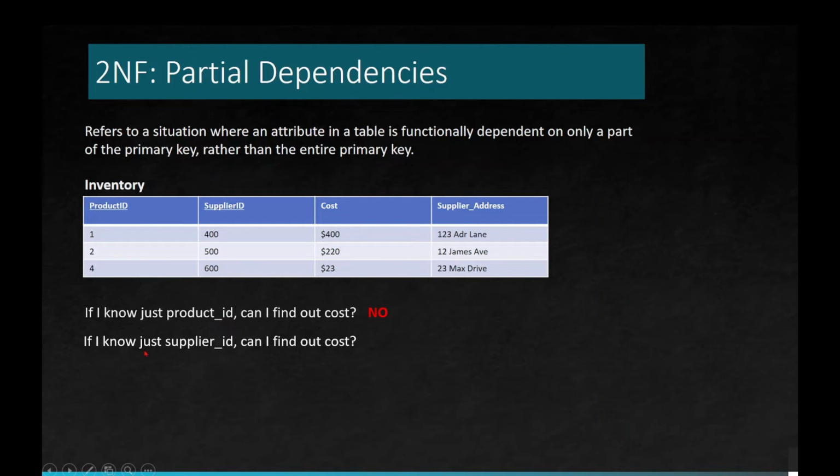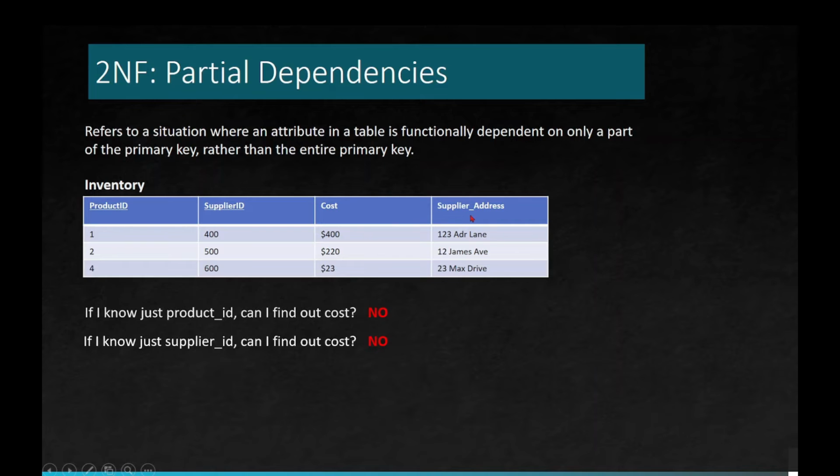Now, if we know just the supplier, can we find out the cost? No, because we need to know which product it is as well. Because we cannot use just the supplier ID or the product ID to find the cost, that means the cost is fully functionally dependent on the product and the supplier ID. The partial dependency again refers to a situation when an attribute in the table is functionally dependent on only part of the primary key rather than the entire primary key.